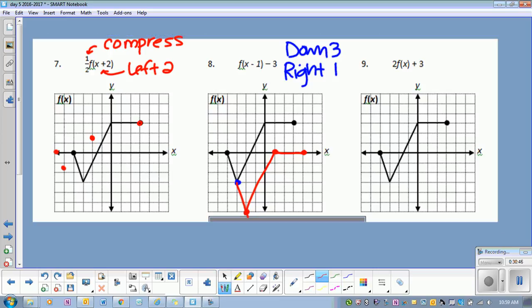And then I'm going to look at this guy. And this one's the same thing. It's up 3, right? So then that means half of 3 is 1.5. And then left 2. So right there. Okay? And then connect your dots. Oh my goodness, look at that. It compressed, right? It's a little bit flatter, I guess.